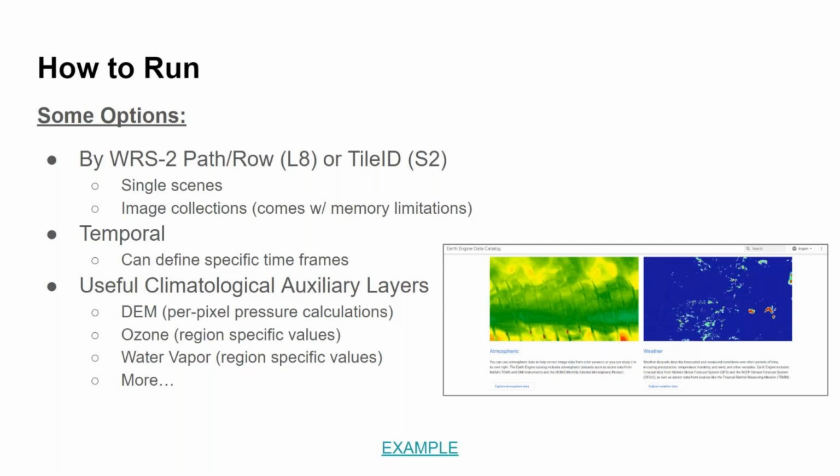You can define your temporal regions if you just wanted to look for a specific time window, or you just wanted to look at a specific month for each year, so like just looking at seasonal patterns. And one thing that's really different here is taking advantage of the Google Earth Engine environment: all the other useful climatological auxiliary layers available, such as various forms of DEMs at different resolutions, different ozone inputs and water vapor, CO2, and a lot more. Some things we haven't even experimented with could even improve atmospheric correction within this environment.